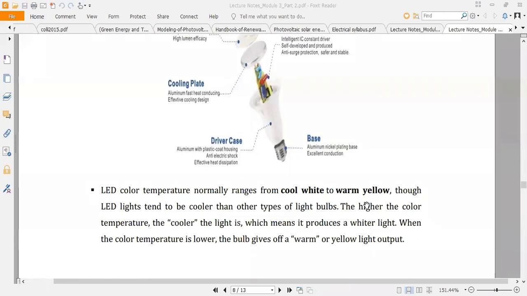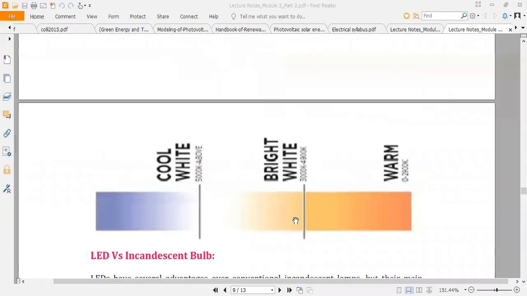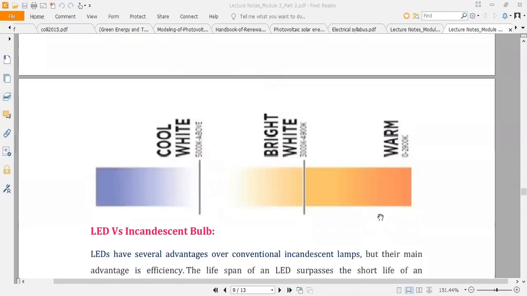One more thing, the LED color temperature ranges from cool white to warm yellow. What does it mean? The LED emits light and the color of that light may vary according to the temperature. It is the meaning. Okay.